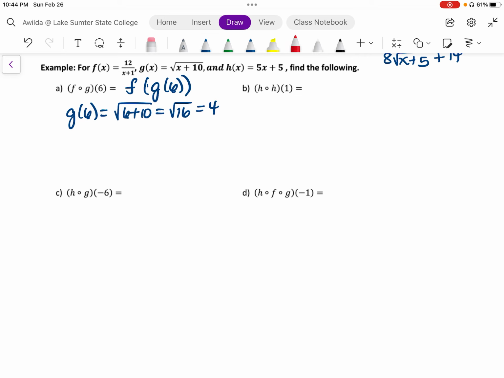So f of g of 6 is equal to f of 4. F of 4, let's look at the rule for f of x. That is equal to 12 over x plus 1. In this case, x is 4. So we get 12 divided by 5 as our final answer.